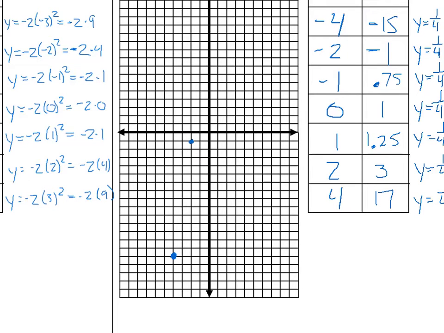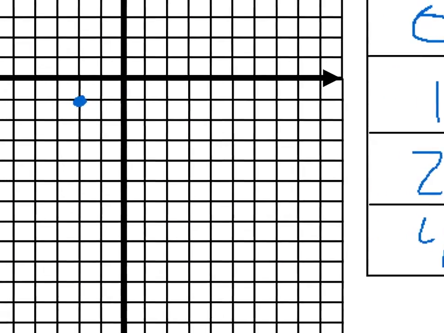The next one is the one we have to really think about when we're graphing. -1, 0.75. So I'm going to zoom in here a little bit. We have -1 and 0.75. So 0.5 would be in the middle. This would be all the way up to 1. So 0.75 is going to be between 0.5 and 1. So it's going to be kind of right here.